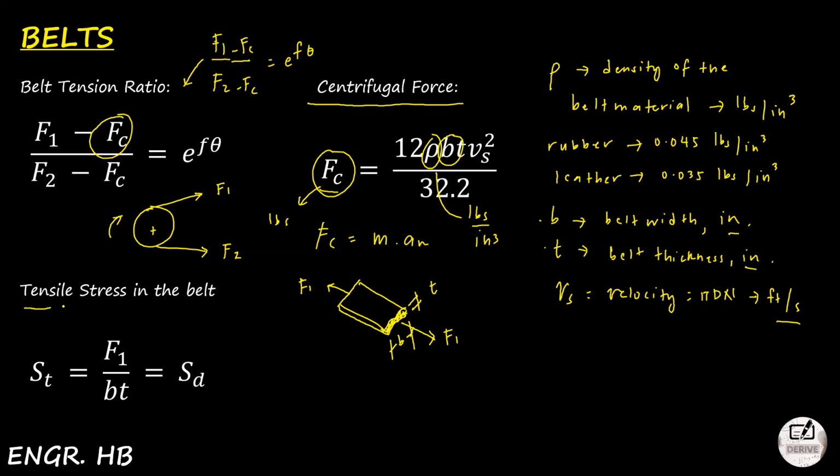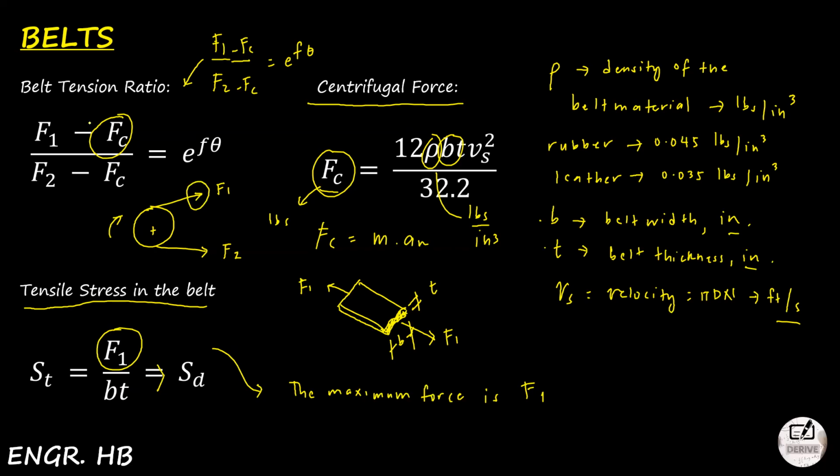And syempre, meron din tayong tensile stress in the belt. Sakto, ito na yung drawing. So, ST or the tensile stress is equal to F1 over BT and also equal to design stress. Meaning kapag hinahanap yung tensile stress ni belt, you should find the amount of this F1. Given naman lagi yung B tsaka T, makukuha mo na yung tensile stress. Of course, the maximum force na may encounter natin sa buong topic ng belt should be F1. Kasi siya yung tight side tension.